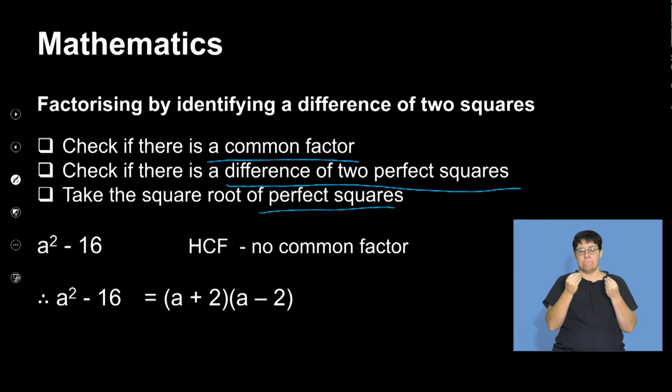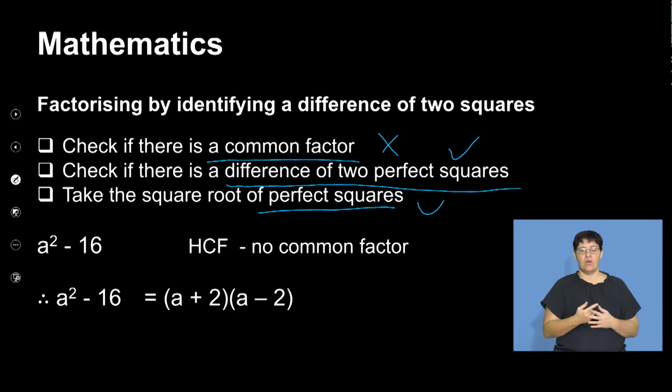So here you can see a squared minus 16. Is there a common factor? No. So the first step, meaning we don't take out a common factor. We look at the second step. Check if there is a difference of 2 perfect squares. a squared and 16, are they perfect squares? Yes. Is it a difference? Yes. Therefore, this is a difference of 2 squares. Lastly, you take the square root of each term, which will then be your factors.